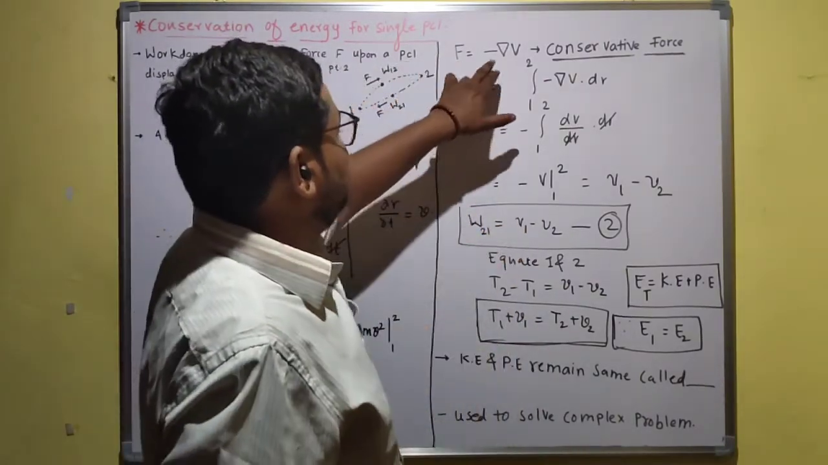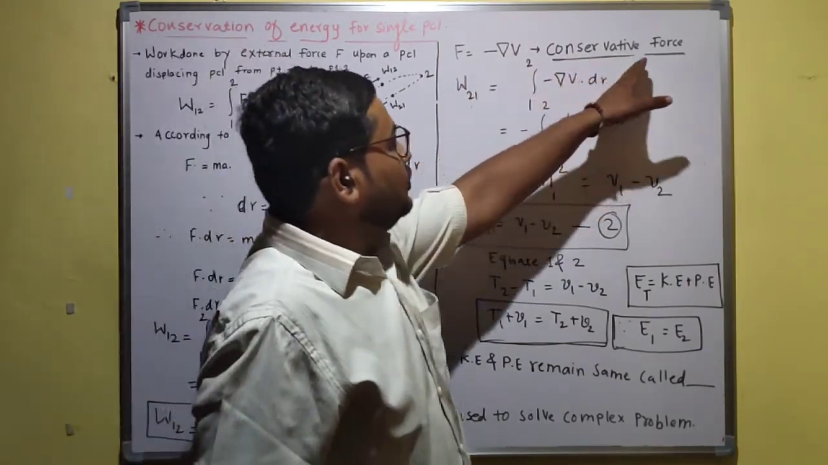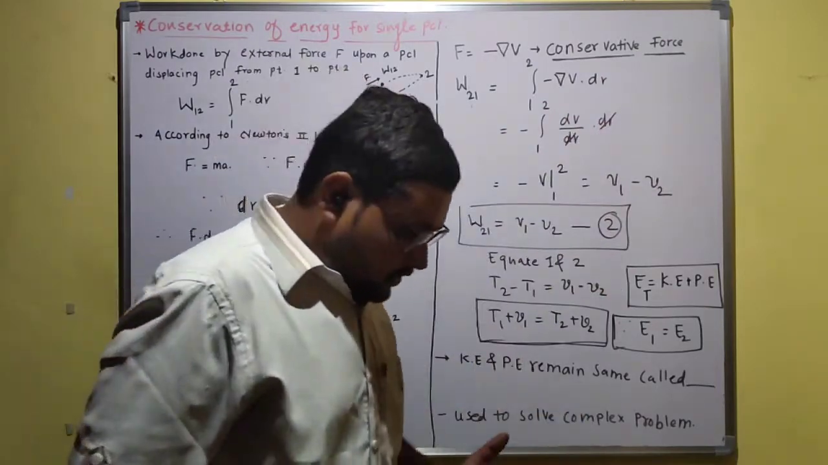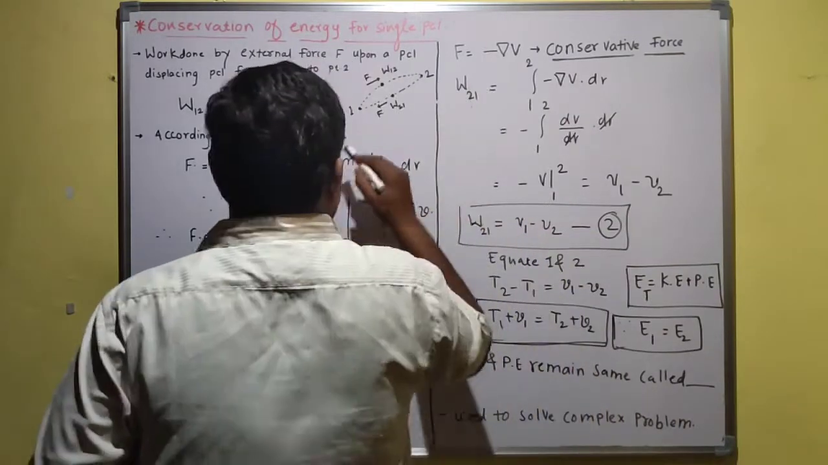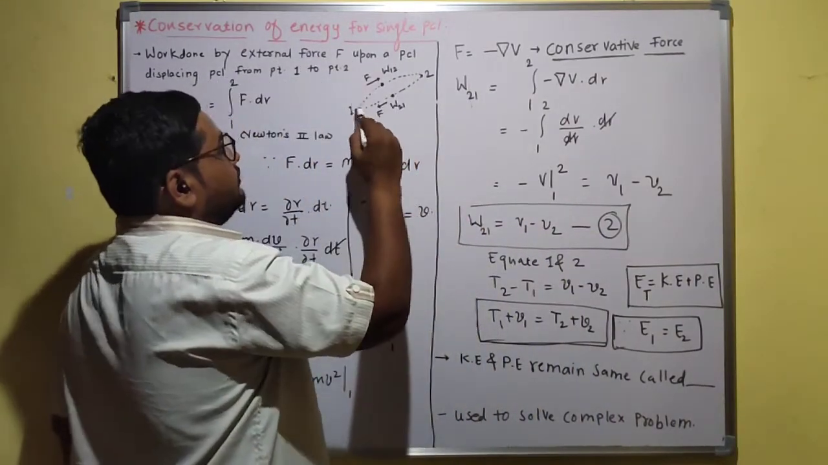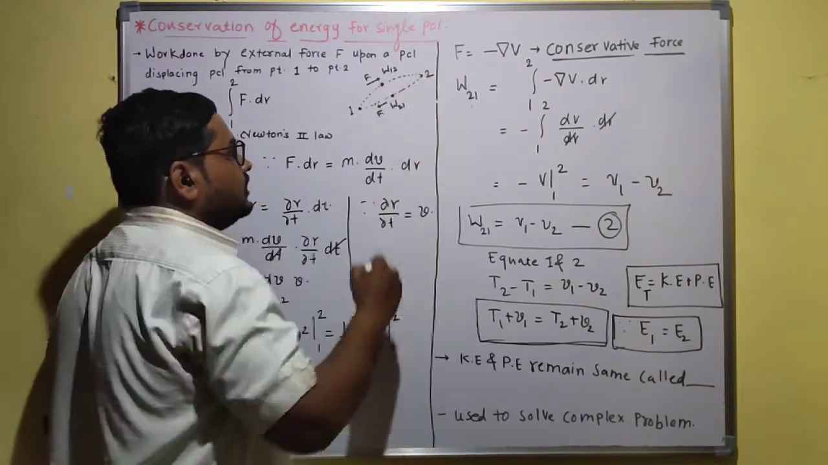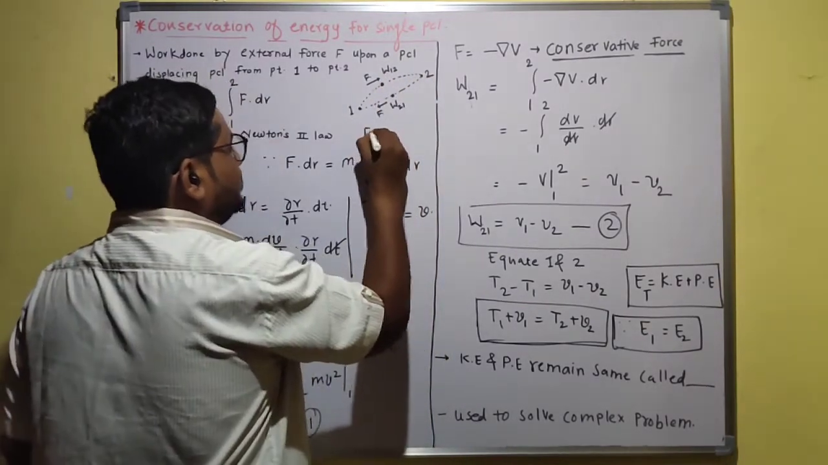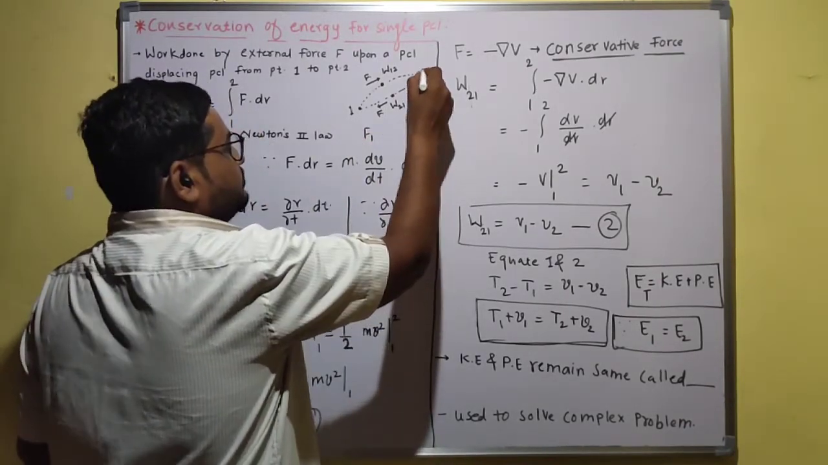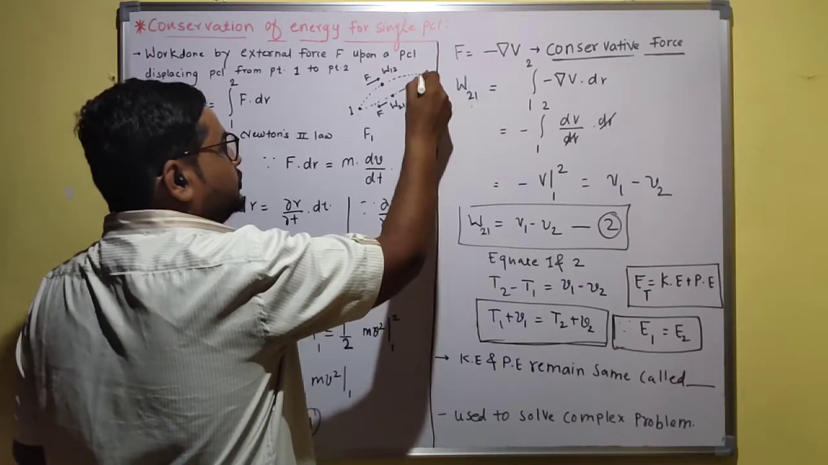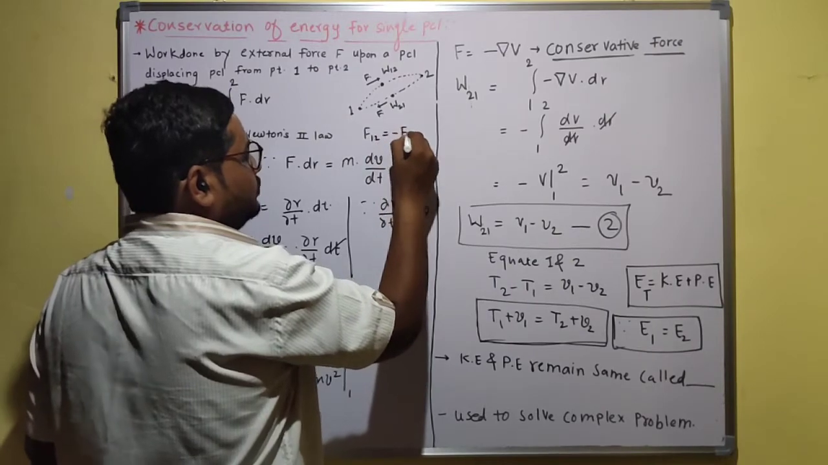Here the force is given as F equals minus del V, and this minus del V is nothing but a conservative force. So firstly, what is meant by a conservative force? Suppose your particle is here. We have applied some force and this particle displaces to point 2. Here the force is F12, and again this particle is displaced from point 2 to point 1, with force F21, where F12 equals minus F21.